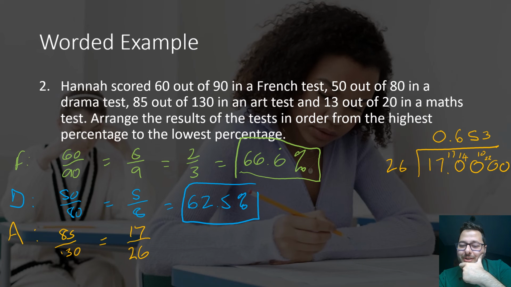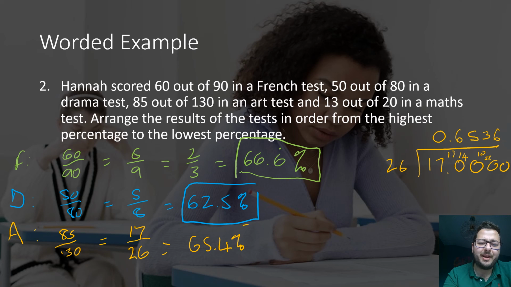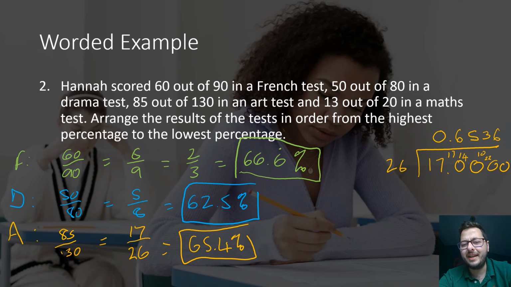So 130, 182 is 7, 182, 208 is 6. So I believe it's that. So that to just one decimal place is going to be 65.4%. All right, so that was a bit of a smelly one. I don't think I'd expect you to be asked that in an actual exam without a calculator.